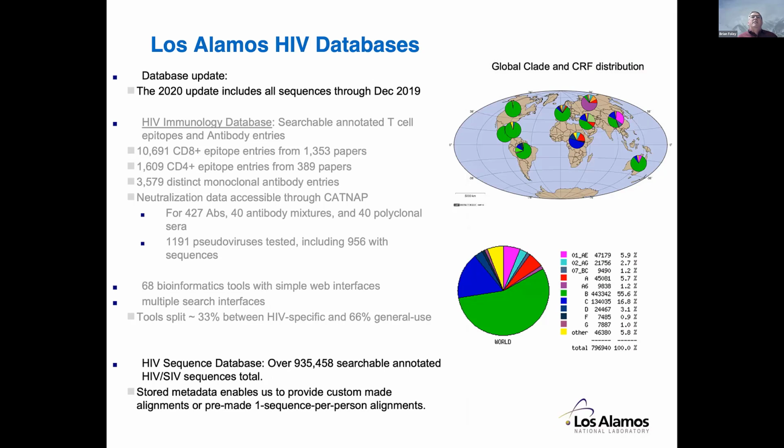So the sequence database has almost 1 million sequences now, and there are various ways to search that, and I'll talk about that later after Elizabeth does the immunology database introduction.